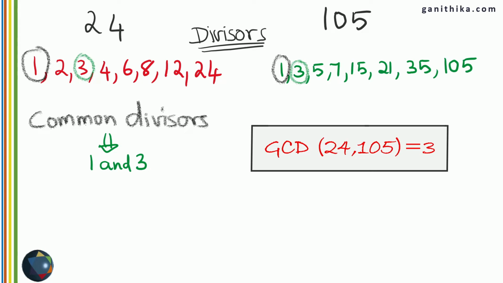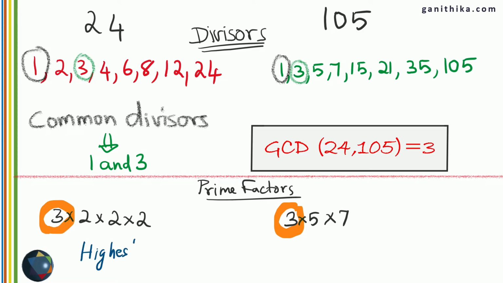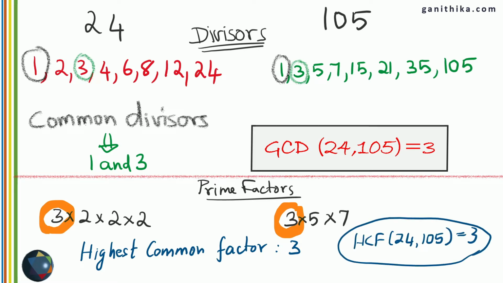But it is very tedious to find all the divisors. Therefore, we can use the prime factorization method. So let's prime factorize 24 and 105 as we did before. 3 times 2 times 2 times 2 is 24. 3 times 5 times 7 is 105. Now collect the common factors, which is 3. In this case, there are no other common factors. So the highest common factor here is 3. So HCF of 24 and 105, which is the same as GCD of 24 and 105, is equal to 3. This is how we use prime factors to find the HCF of any 2 numbers.